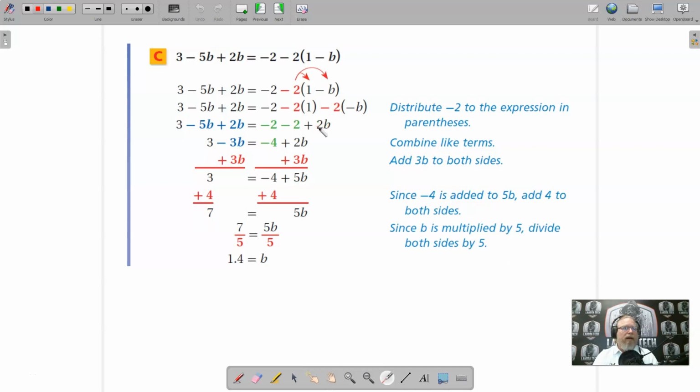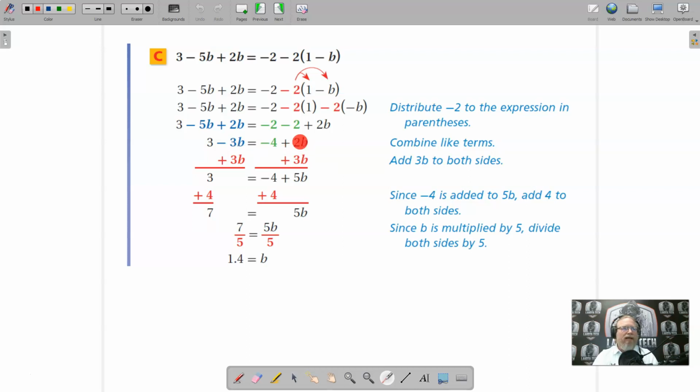Now we can go ahead and combine some like terms. On the left, we have negative 5b and positive 2b's. So negative 5 plus 2 is negative 3, so we have negative 3b. And then negative 2 minus 2 equals negative 4. So we worked all this out to 3 minus 3b equals negative 4 plus 2b. So we have negative 3b on the left, positive 2b on the right.